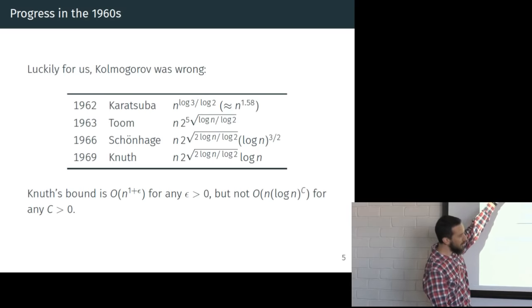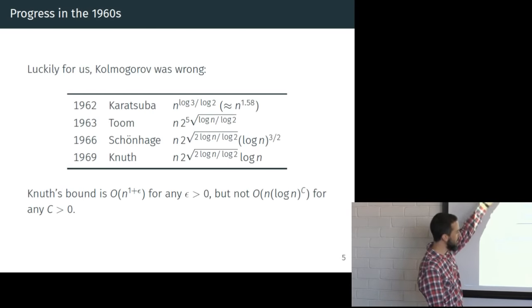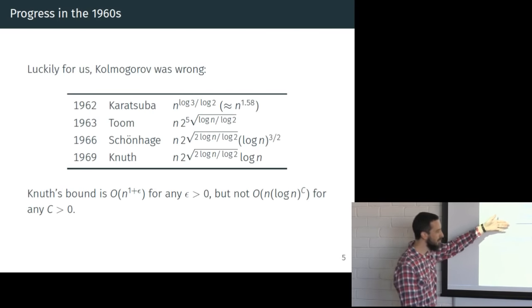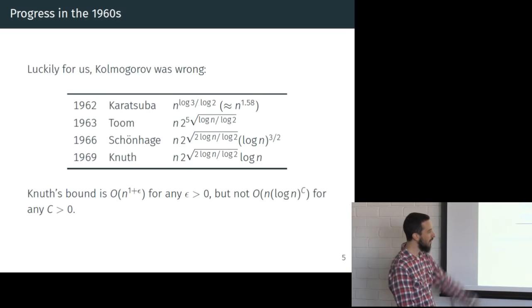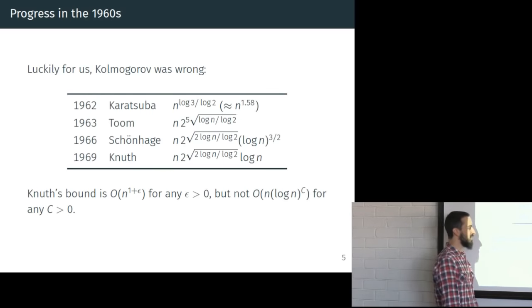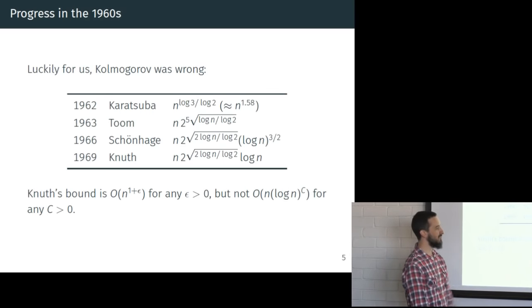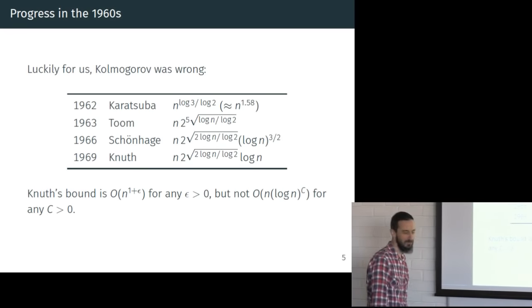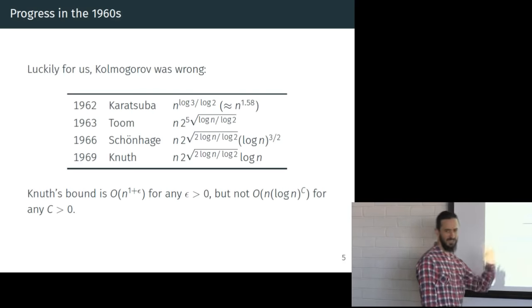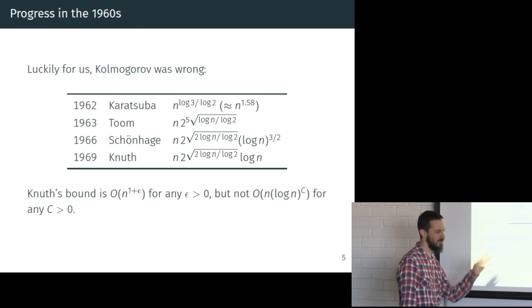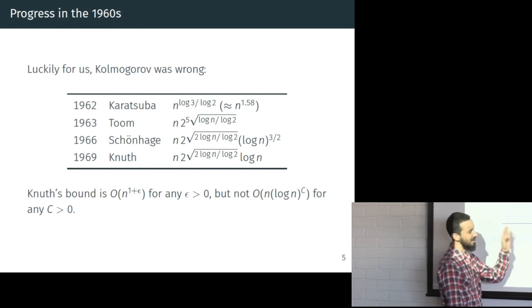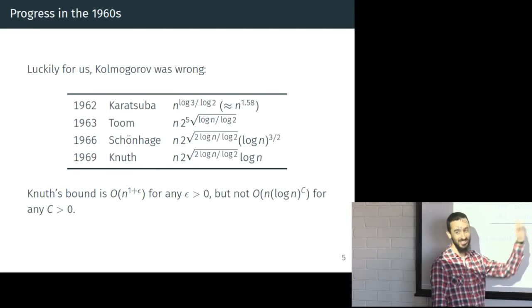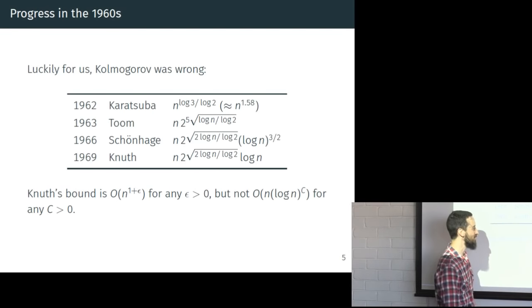This was generalized and improved during the 60s, and the best result along these lines that I'm aware of is an algorithm of Knuth. In fact, he doesn't actually write down the proof of this. He gives it as a series of exercises in The Art of Computer Programming, Volume 2. You have to go back, I think, to the first edition, maybe the second, but probably just the first. Anyway, I've done the exercises, and it's not that easy. I convinced myself that this is what you get.